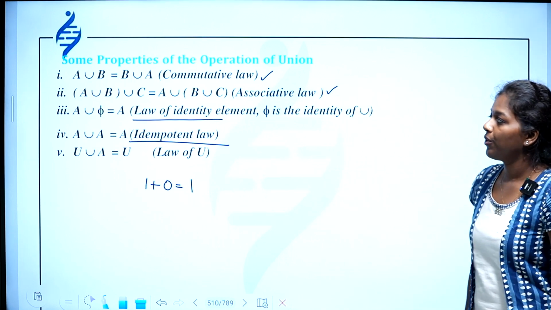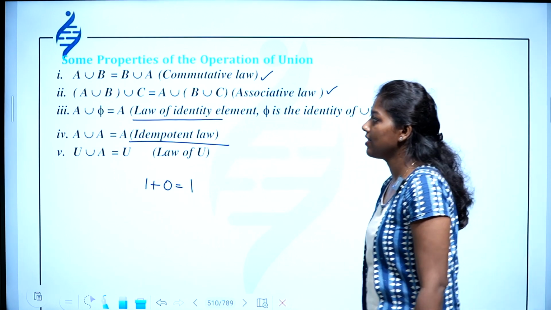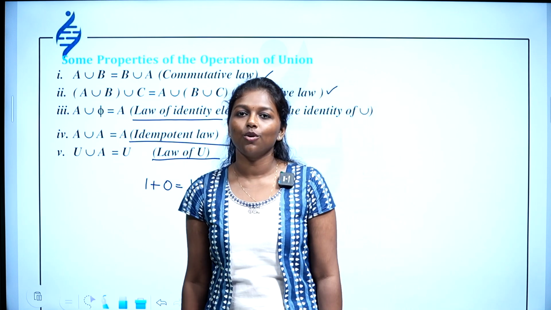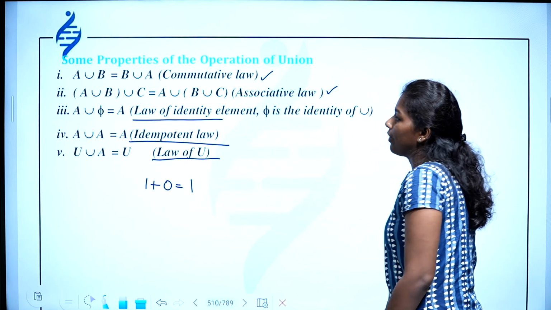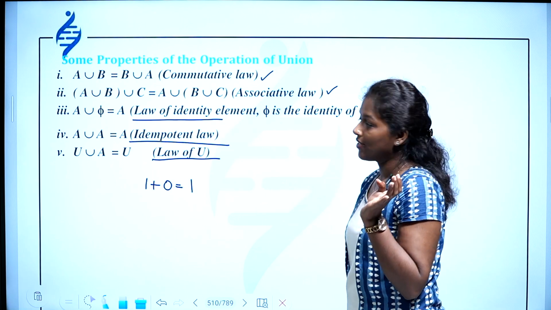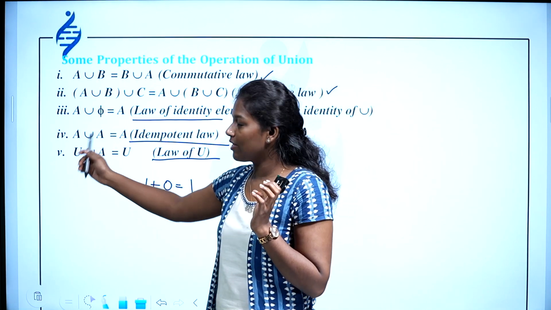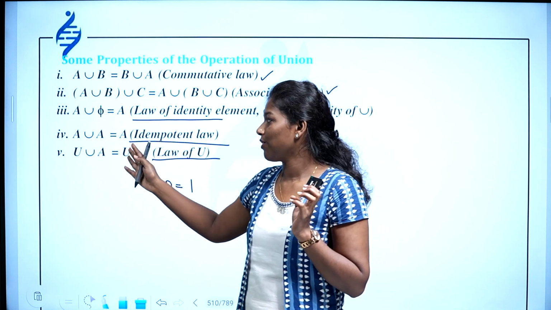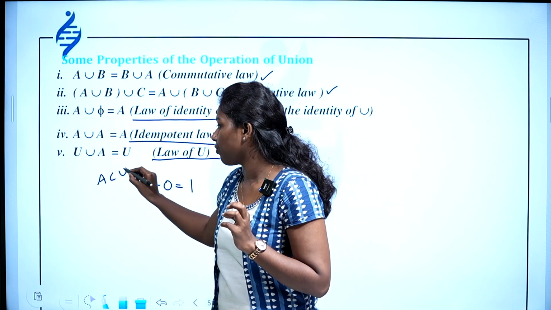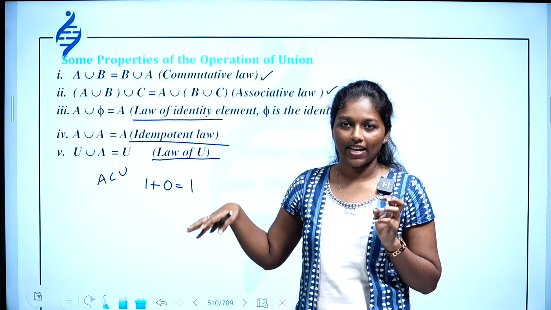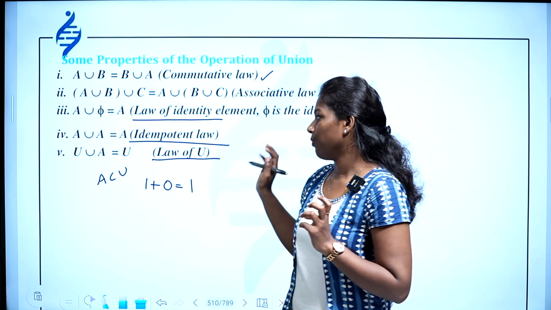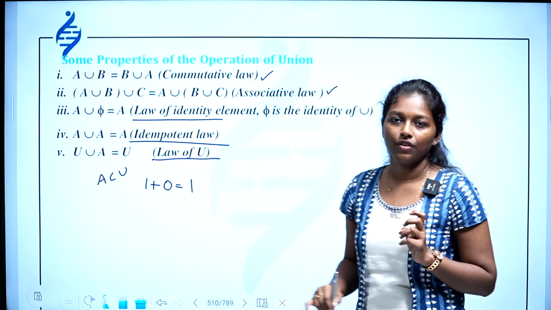Then U union A is equal to U, which is called law of U. U union A means you have to take the union of U and A. First of all, you have to write the elements of U. Then A is a subset of U, right? So you need not write the elements of A again. So U union A will be U, and it is called law of union.